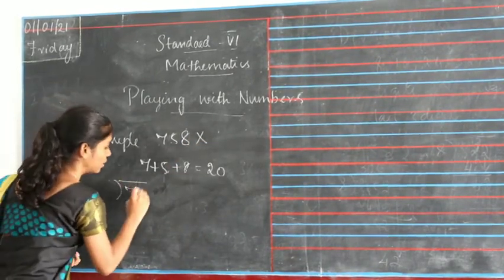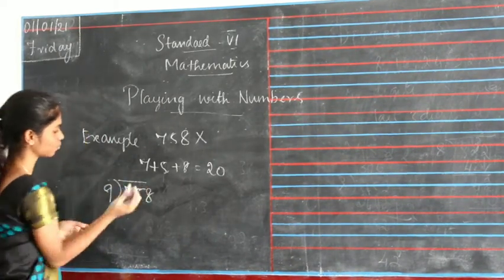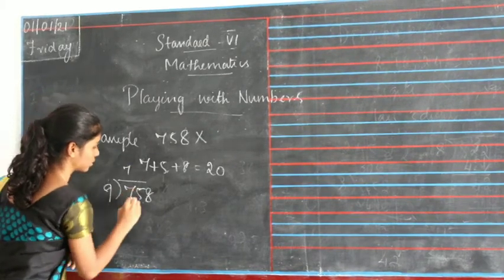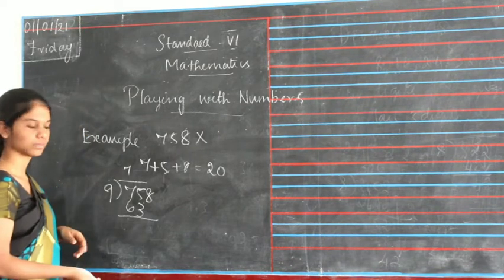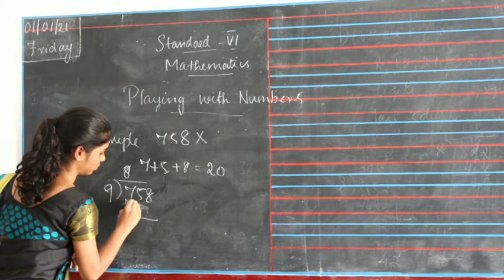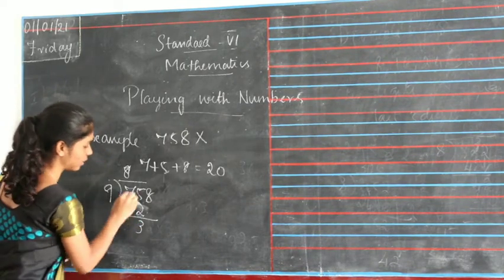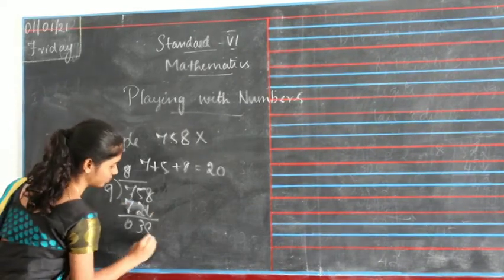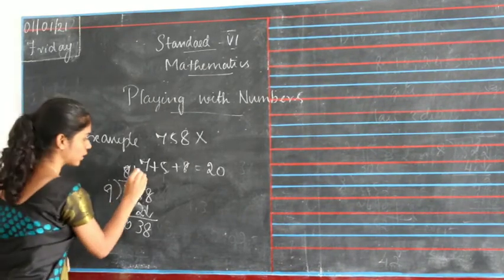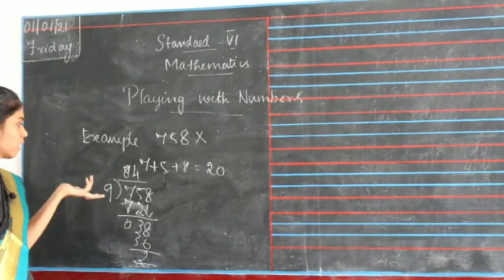Let's check with the normal division. 9 6s are 54. 9 7s are 63. Okay. 9 8s are 72. So this will give you 5 minus 2 will be 3, 7 minus 7 will be 0, and then 8. Okay, now 9 3s are 27, 9 4s are 36, remainder 2. So this number cannot be divided by 9.